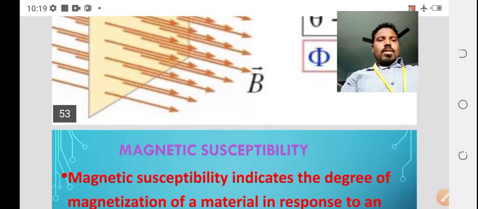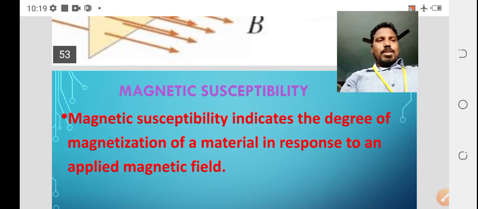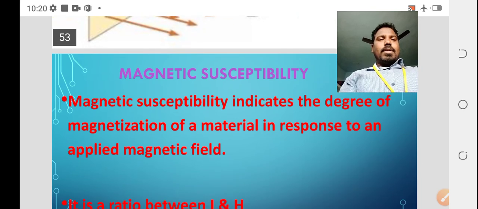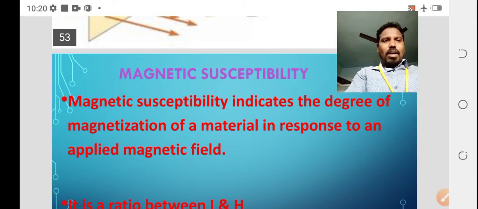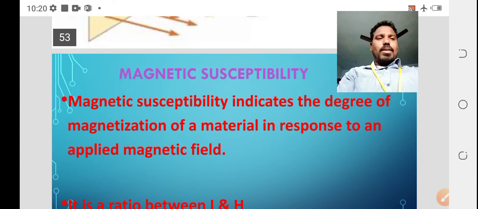And another important concept, magnetic susceptibility. The magnetic susceptibility indicates the degree of magnetization of a material in response to an applied magnetic field.